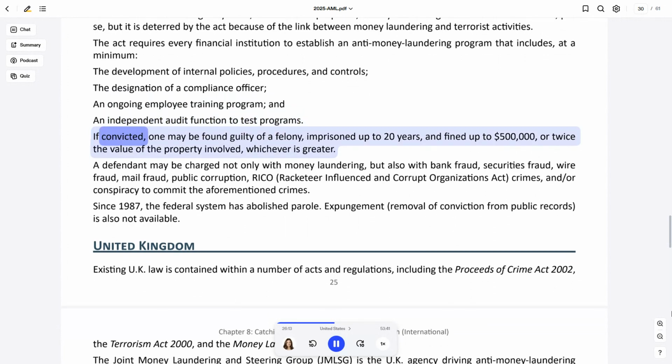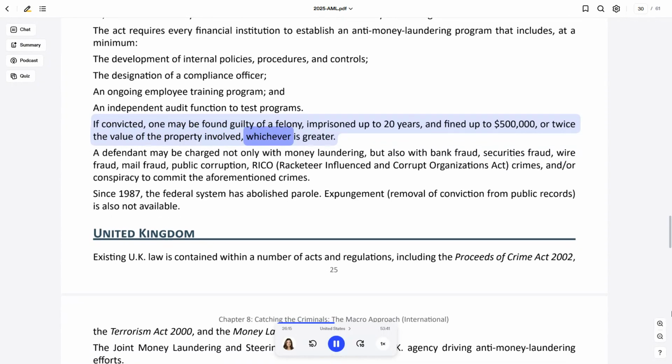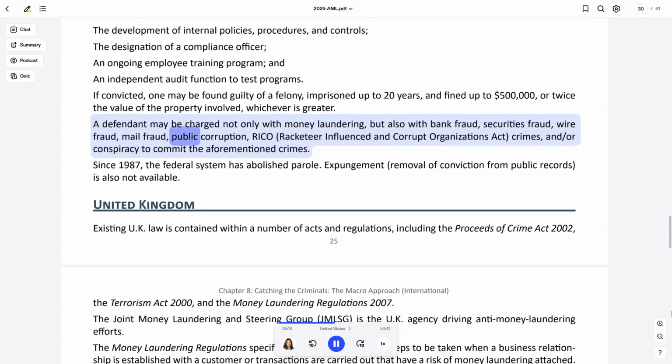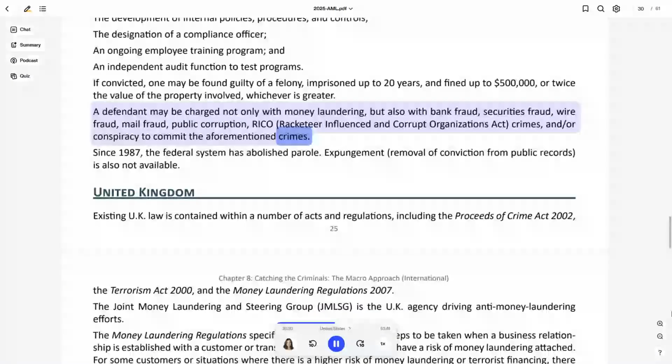If convicted, one may be found guilty of a felony, imprisoned up to 20 years, and fined up to $500,000, or twice the value of the property involved, whichever is greater. A defendant may be charged not only with money laundering, but also with bank fraud, securities fraud, wire fraud, mail fraud, public corruption, RICO (Racketeer Influenced and Corrupt Organizations Act) crimes and/or conspiracy to commit the aforementioned crimes.